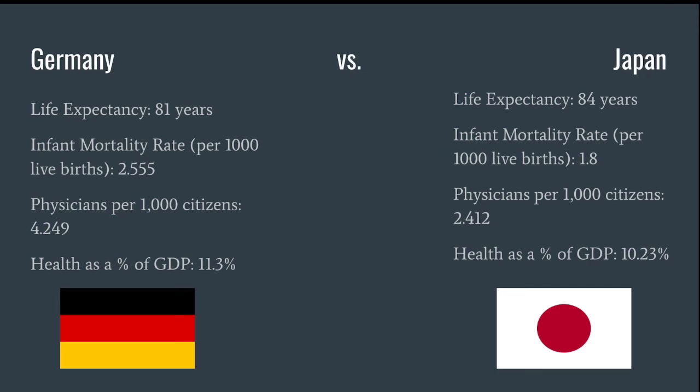Now that we know Germany's statistics for their public health, I will compare it to Japan. The life expectancy in Japan is 84 years. The infant mortality rate per 1,000 live births is 1.8. The physicians per 1,000 citizens in Japan is 2.419, and the health as a percent of GDP in Japan is 10.23%.